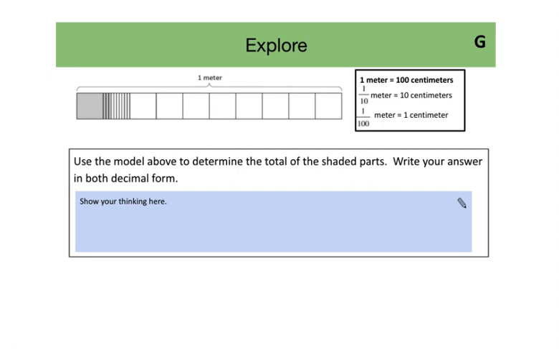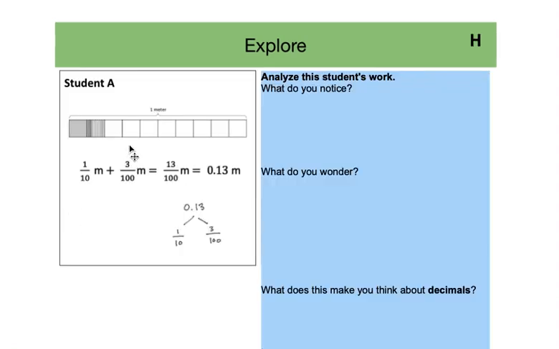All right, let's go ahead and look at how this student here tackled this question. So I want you to think, what do you notice? What do you wonder? And then what does this make you think about decimals? So go ahead and answer those questions. When you're ready, you can unpause.